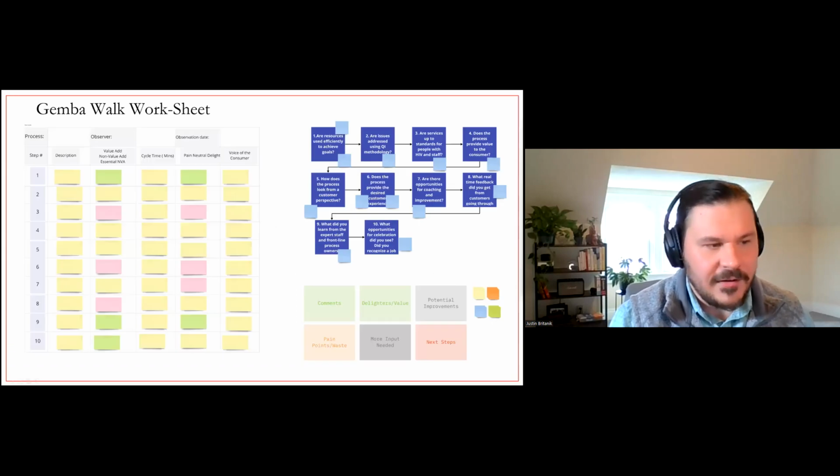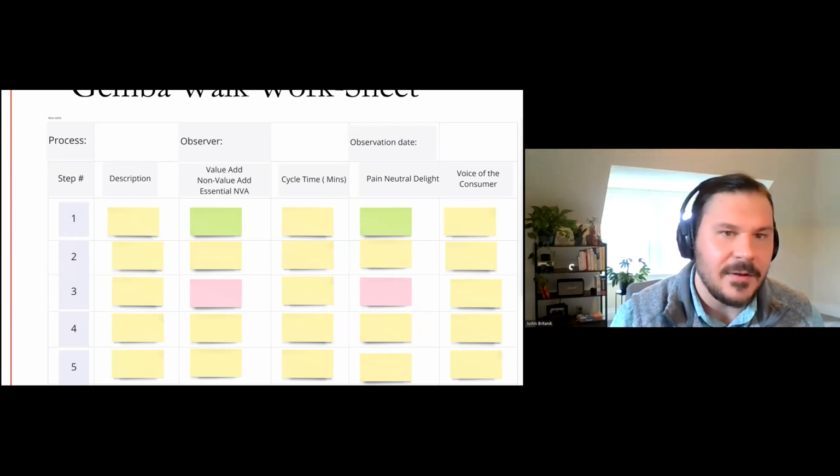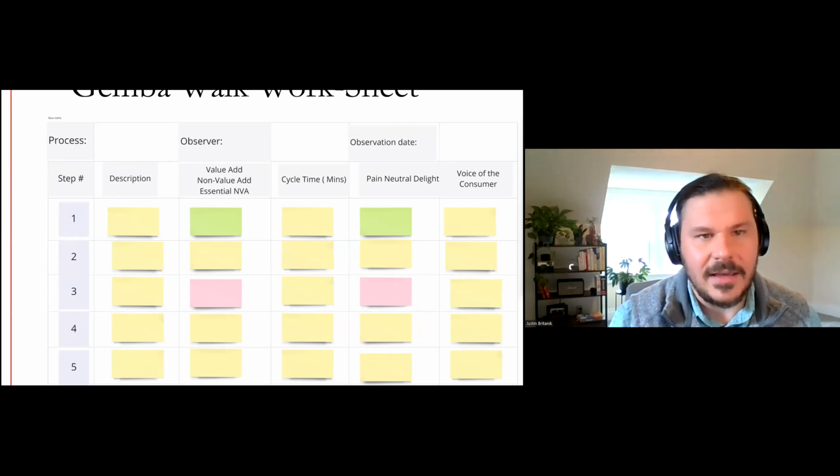So this is a worksheet that I've used with a couple of teams, and I know the slide's probably not easy to see, but just looking at the description, the process step, what number it is, so it correlates to a process map that's either going to be developed or already has been developed. The observer is looking at whether it is a value add or non-value add, whether it's essential, a requirement, and the cycle time for each step, observation date, and any voice of the customer. If they talk to any clients or consumers along the way, what do they have to say? Just jotting down some notes.